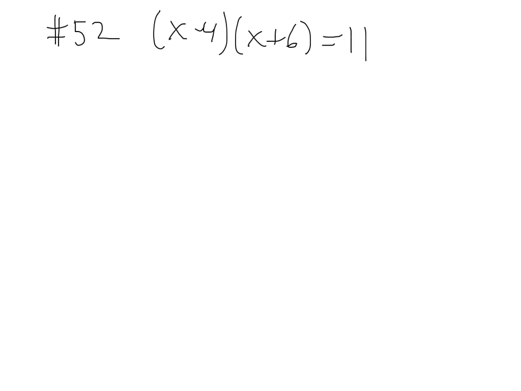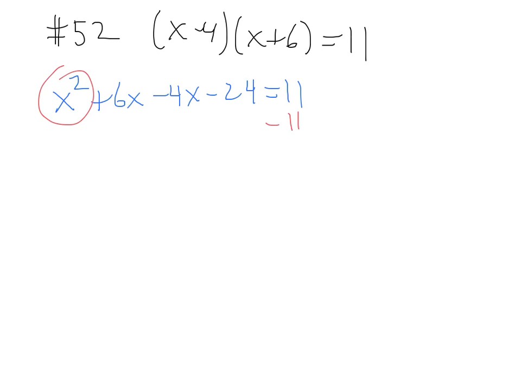Finally, the last one. You want to solve this equation. Well, what you need to recognize is on the left-hand side, you go ahead and do FOIL: x squared plus 6x minus 4x minus 24 equals 11. After you do FOIL, you recognize that you have an x squared here. When you have an x squared, that's called a quadratic equation. And what you need to do is get everything on one side and have a 0 on the other. So I'm going to subtract 11 on both sides and combine my like terms.